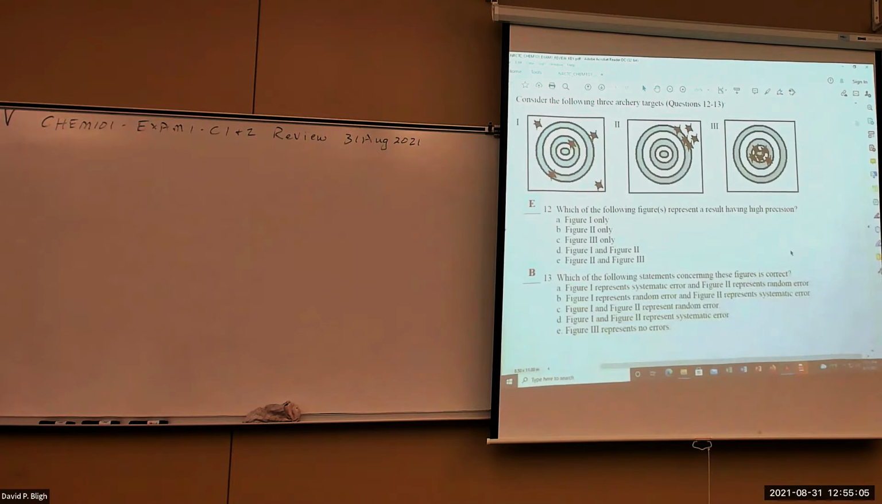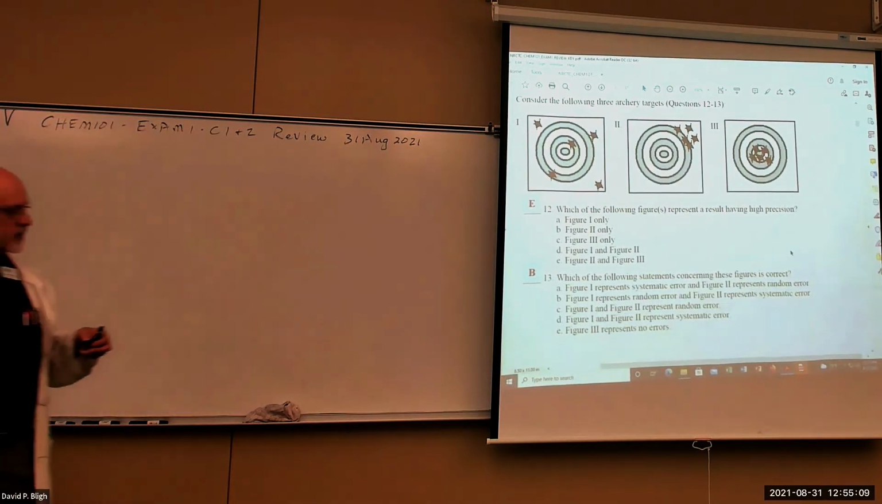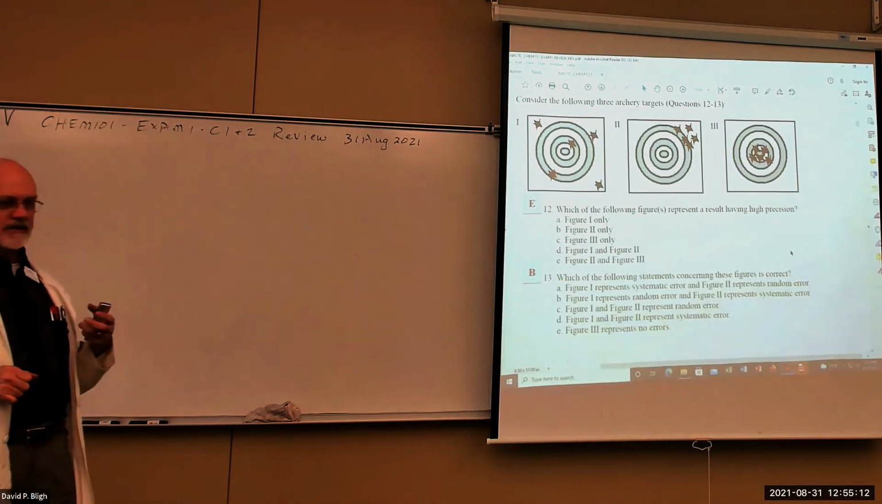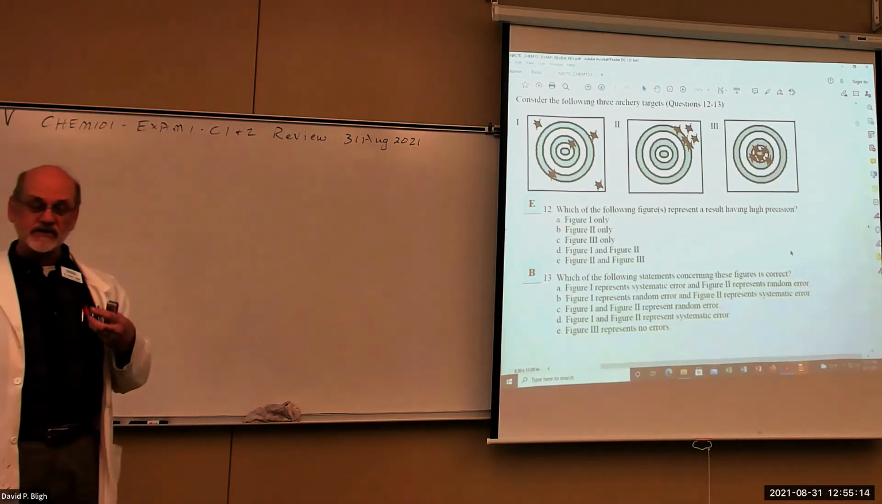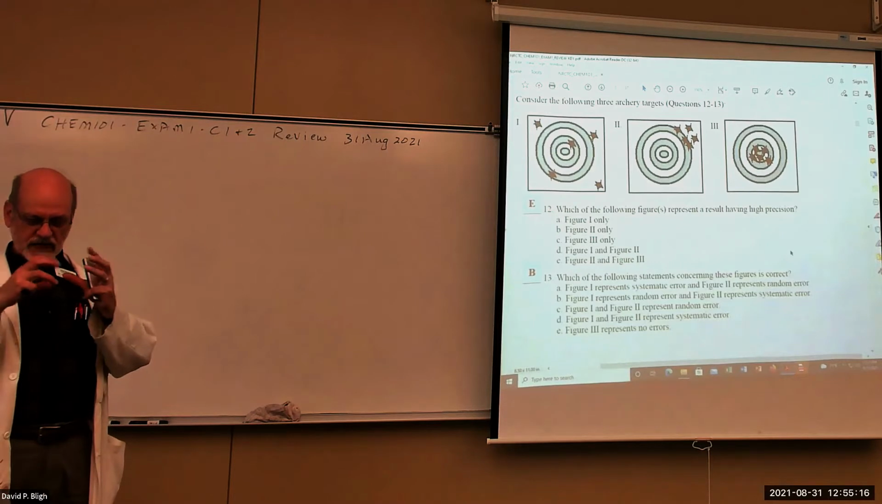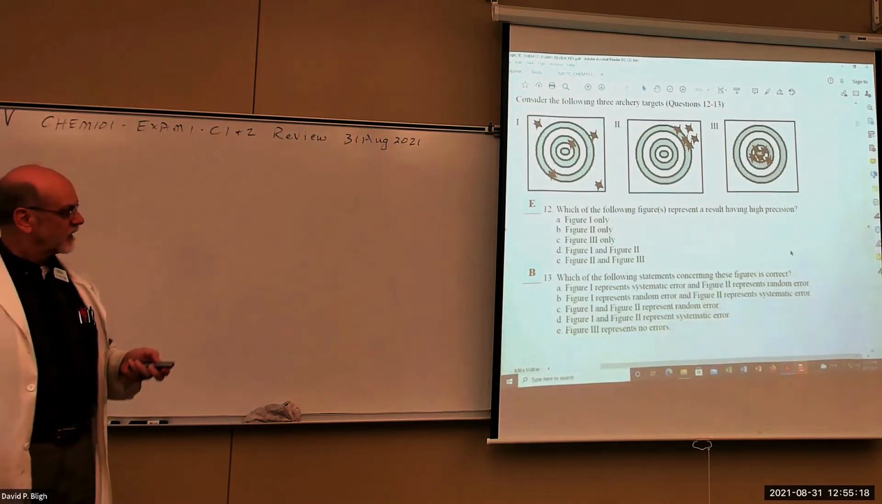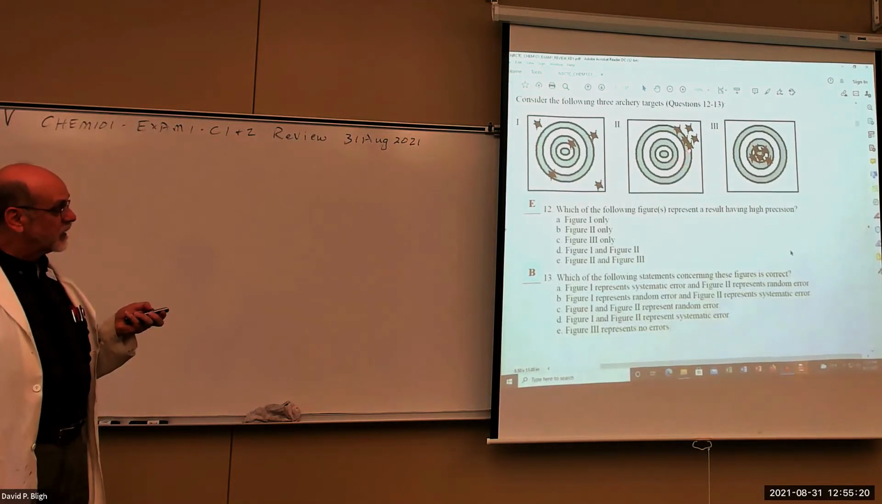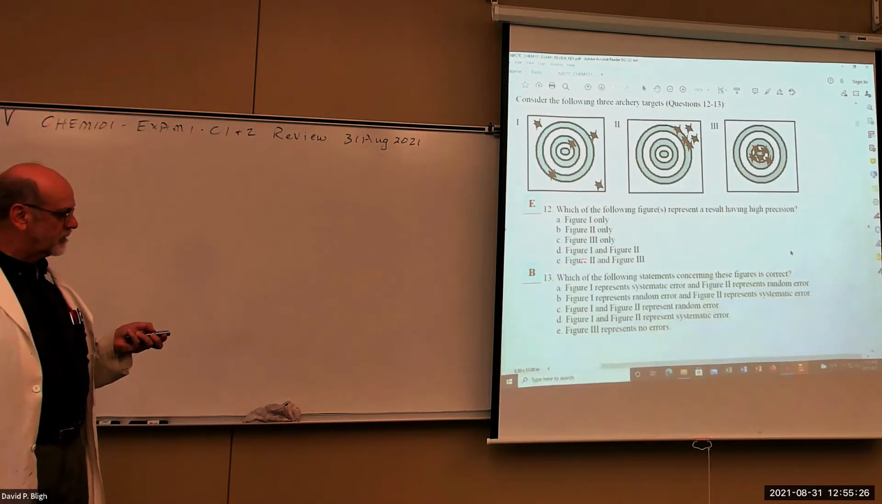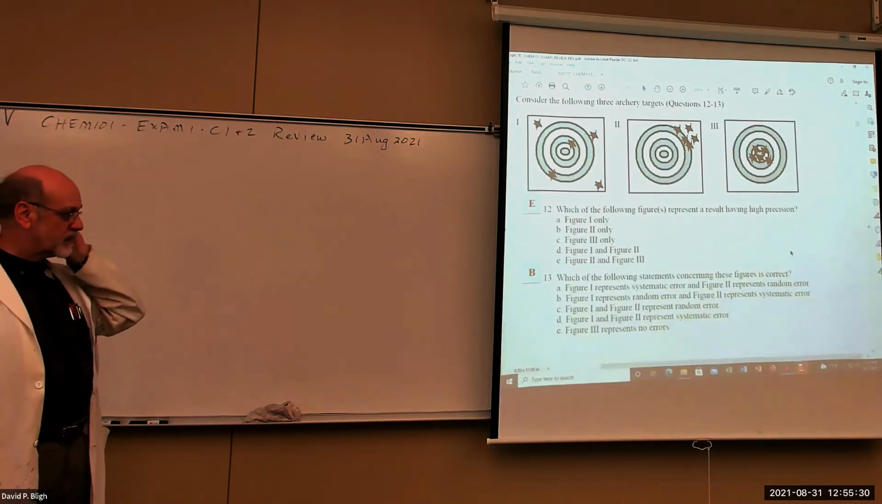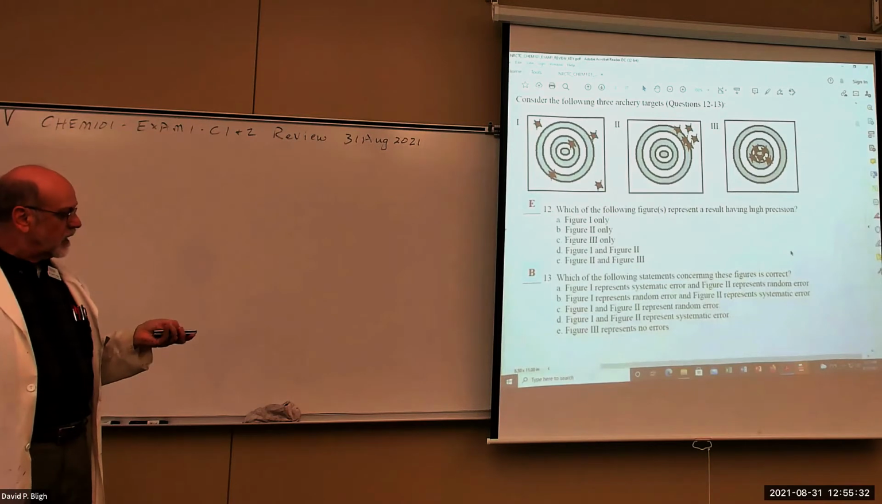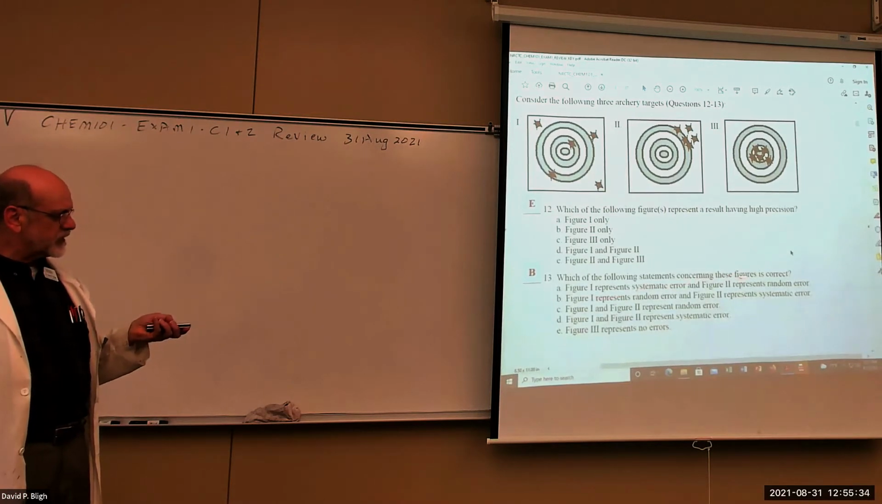So we're going to use our target practice. Which of the following figures represents a result having high precision? High precision simply means tight group. So the tightest group here, well, this one is a tight group and that one's a tight group. So 2 and 3 here, that satisfies that condition. Which of the following statements concerning these figures is correct?